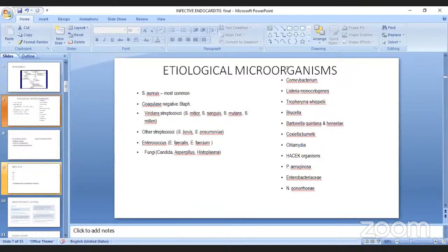The other gram-negative organisms are also there, but out of all these lists, which is also mentioned in your Harrison and Brown, you cannot forget Coxiella burnetii, the HACEK organisms, and Brucella. These are the things that you should not forget at all.